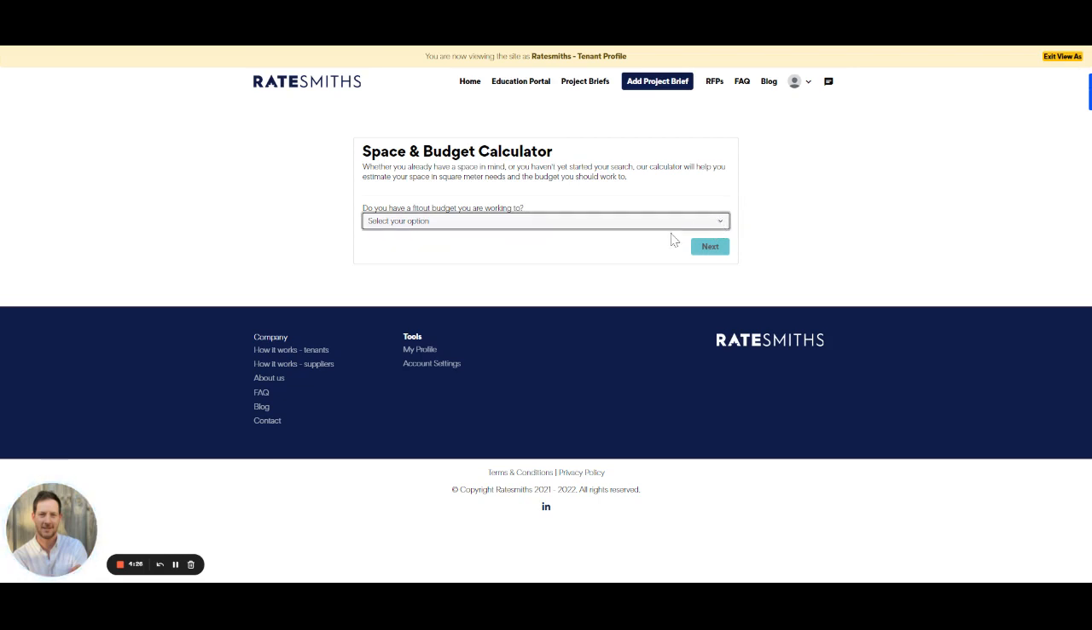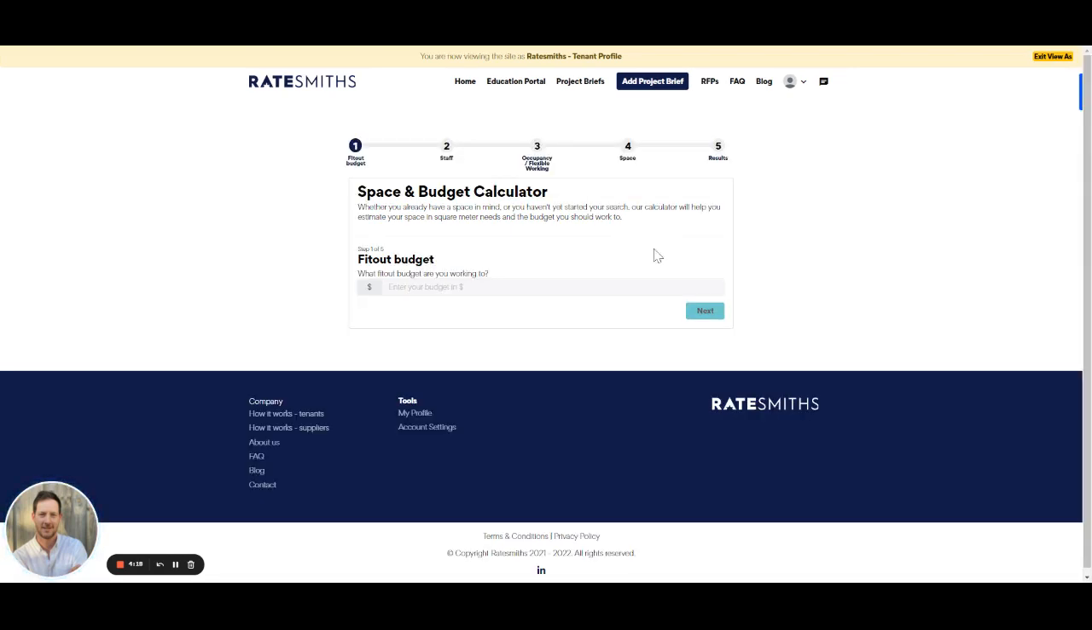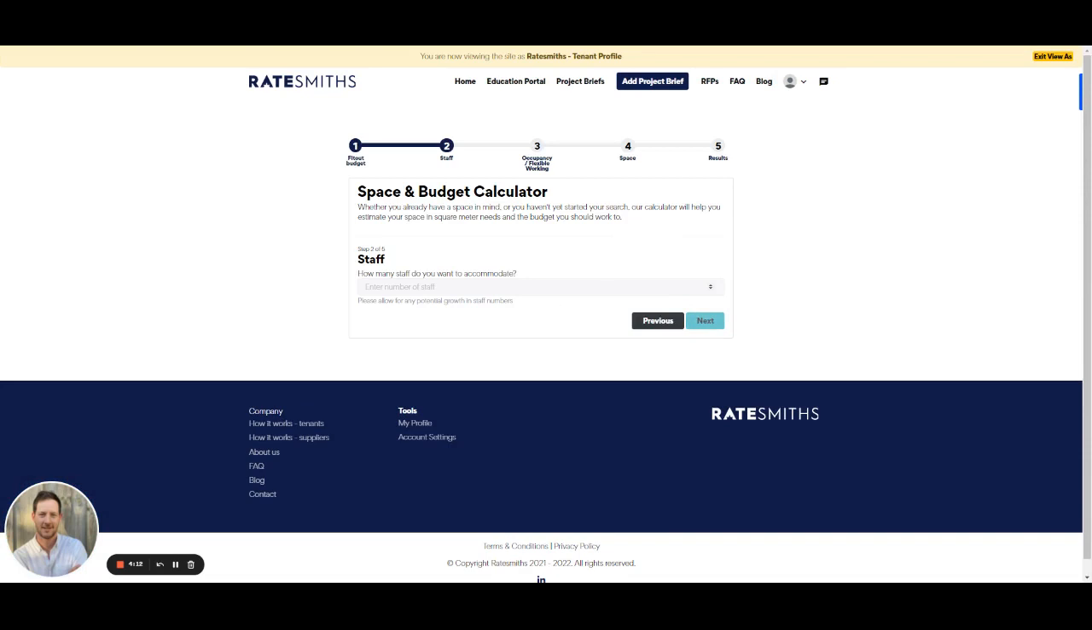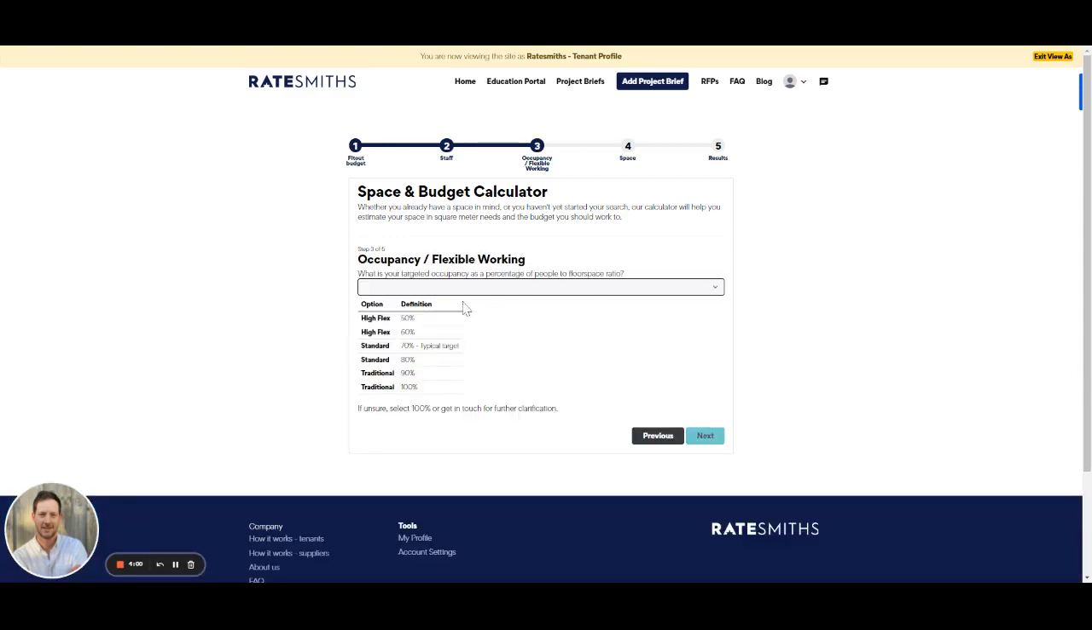Initially, we will start off by selecting that yes, you do have a space budget that you are working to. With this, we are going to go for $500,000 for the budget. How many staff would you like to accommodate? Well, we know that we are 50 staff. Obviously, I'm assuming numbers here. You'll better know your brief.